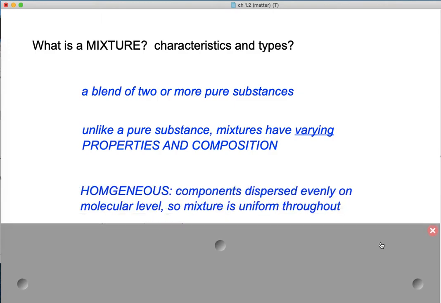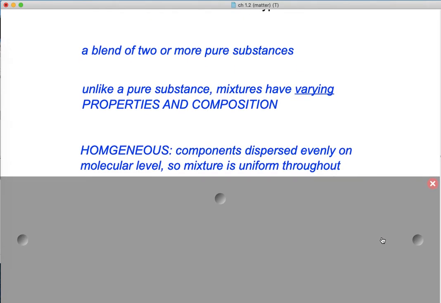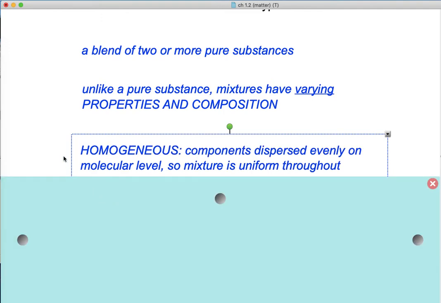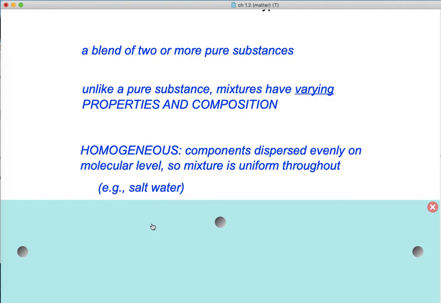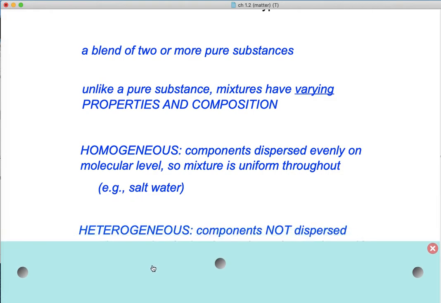Now, two types of mixtures would be a homogeneous mixture, the prefix, oh, I misspelled that, that's funny. Let's see if I can change that. Okay, Homogeneous mixture, let's make that capital, okay? Homo, the prefix means the same. That is a mixture in which the components are dispersed evenly on a molecular level, so the mixture is uniform throughout. Salt water, for example, is a homogeneous mixture.